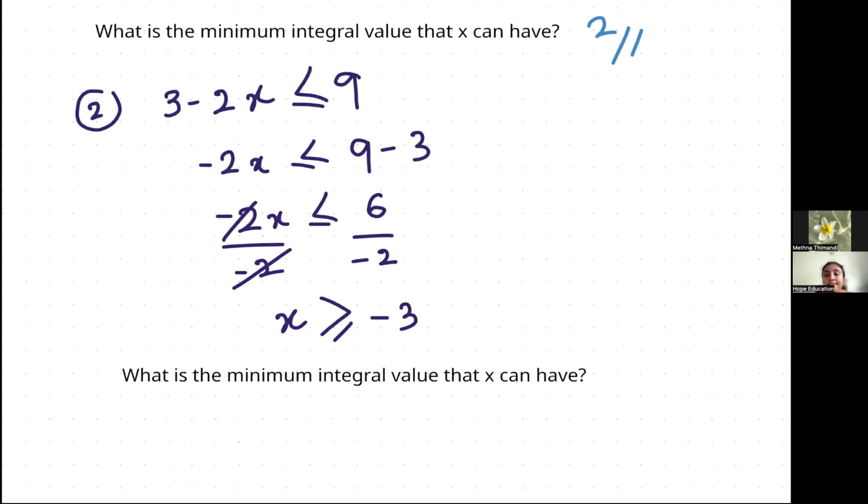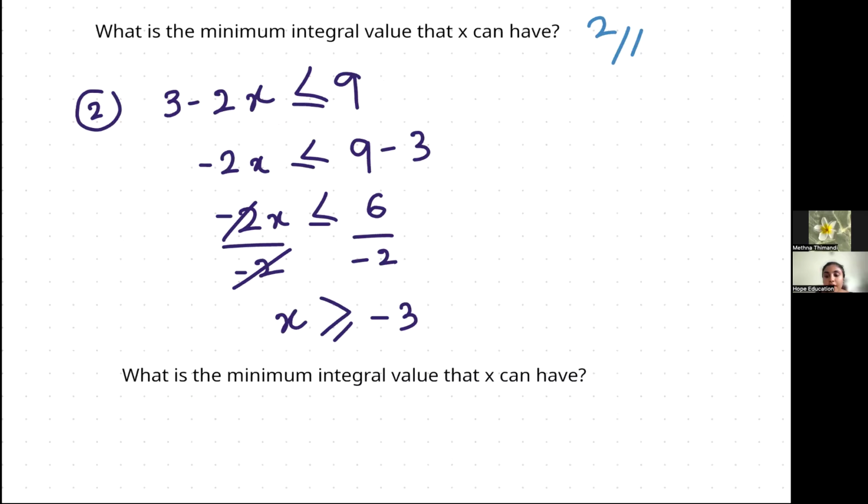Because now here x is greater than or equal to minus 3. There is an equal sign as well, so it can be equal to minus 3 or greater. So minus 3, minus 2, minus 1, 0, likewise it goes on. So the minimum value of x should be minus 3.